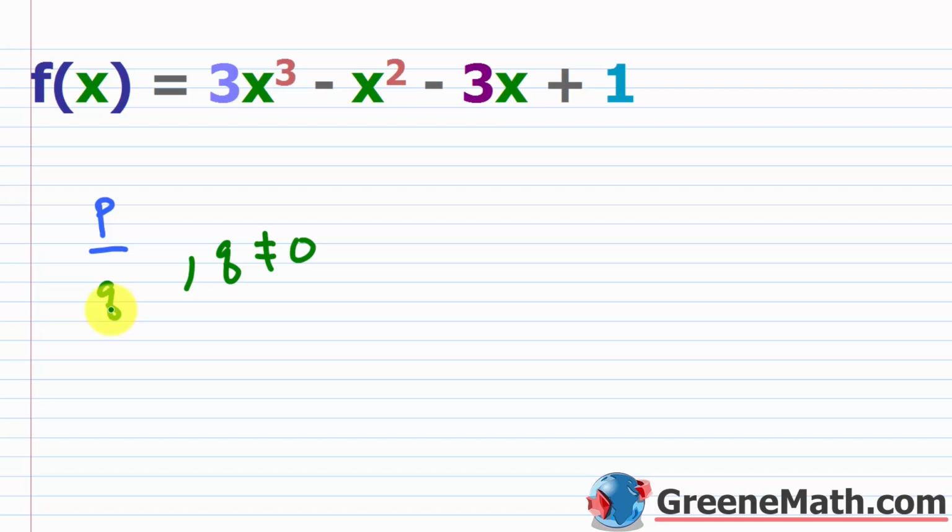So when you generate this list, you're only looking at rational numbers, so I want to be clear there. Now, to get things going, you want to make sure that your polynomial, let me just erase this, is in standard form.